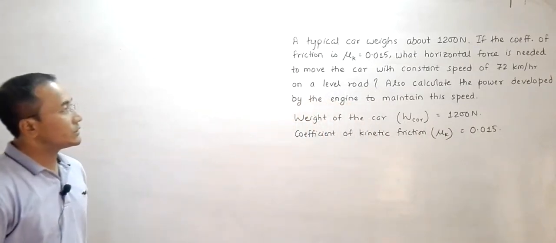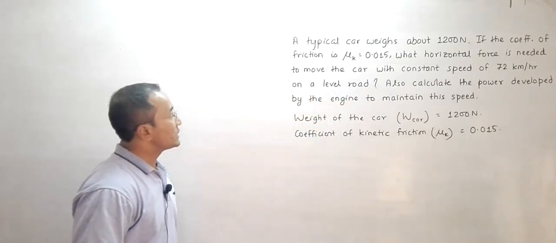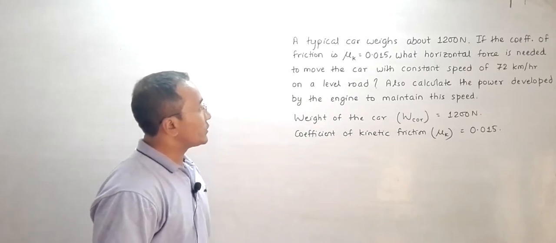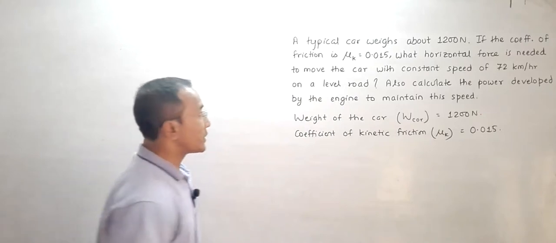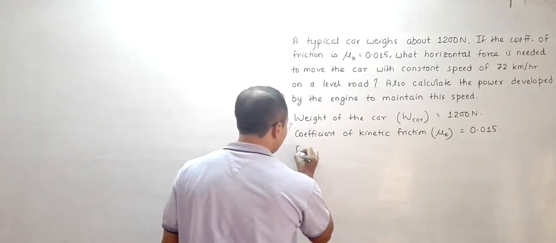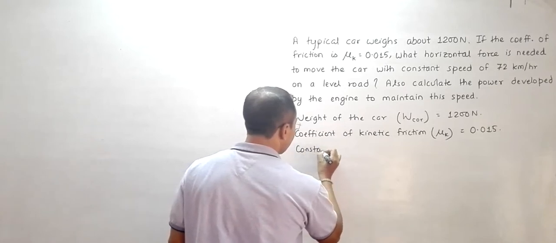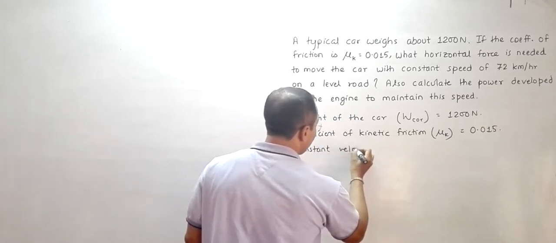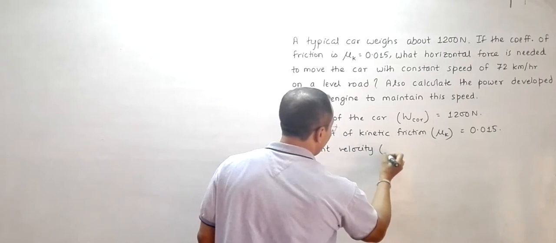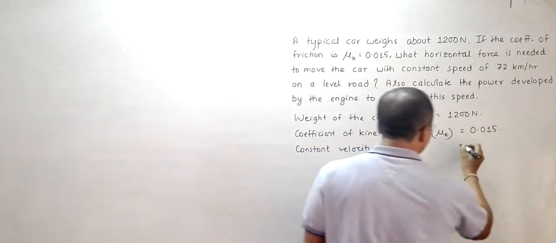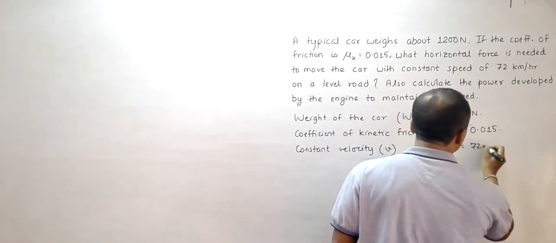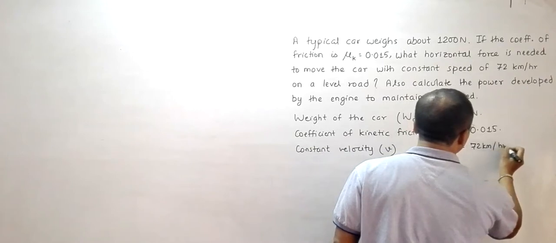So we have to find what horizontal force is needed to move the car with a constant speed of 72 km per hour. So its constant velocity, which I can write as V, is equal to 72 kilometers per hour.